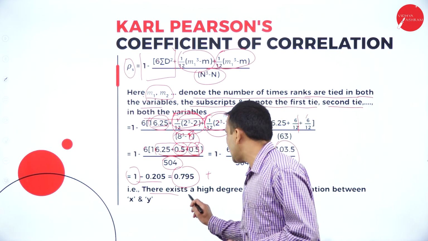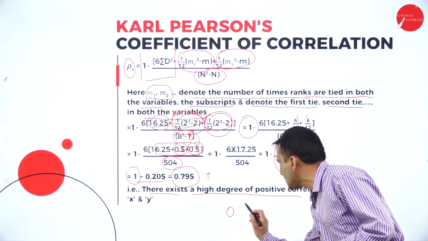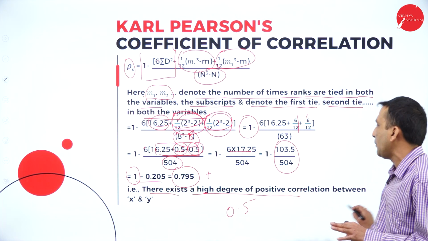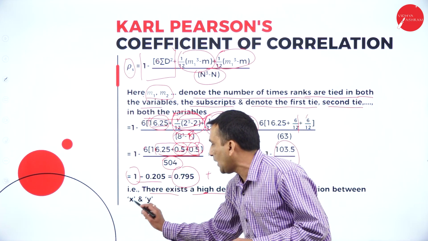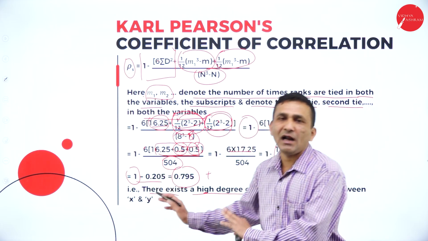Seeing this value, we identify a high degree of positive correlation, because it is more than 0.5. So that's what we are writing: high degree of positive correlation between x and y, or you can write high degree of positive correlation between marks in statistics and marks in maths.